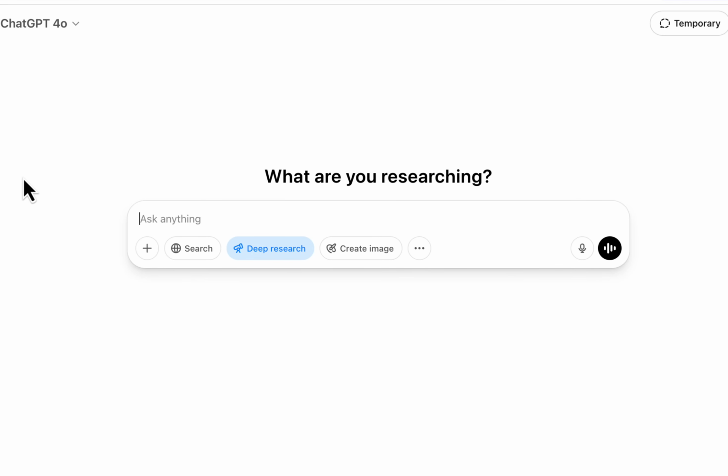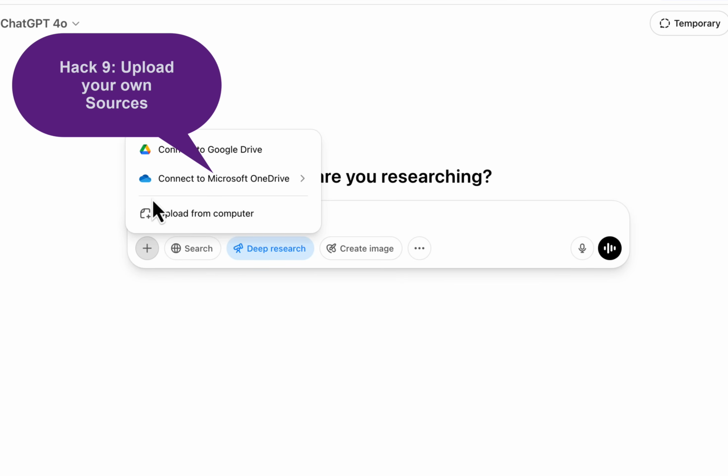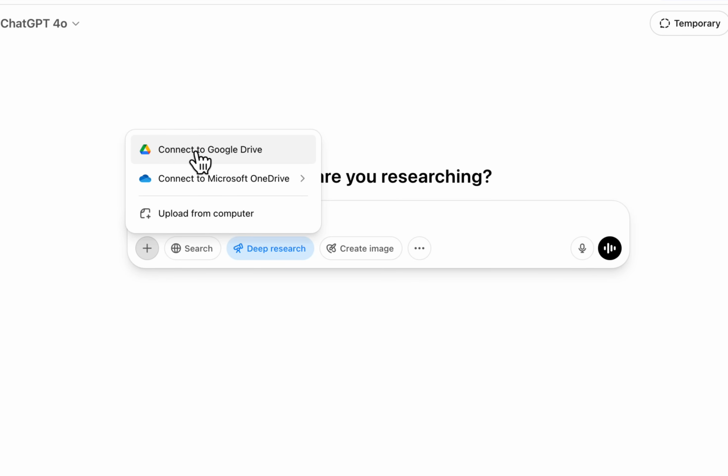Now, this next hack is really relevant when you want to direct the research and enhance it by giving it something that you're already working on. So most of the deep research models now allow you to upload from your computer or connect to your Google Drive. So definitely use this hack when you have a direction for the research and you want to enhance or update your knowledge in that area.